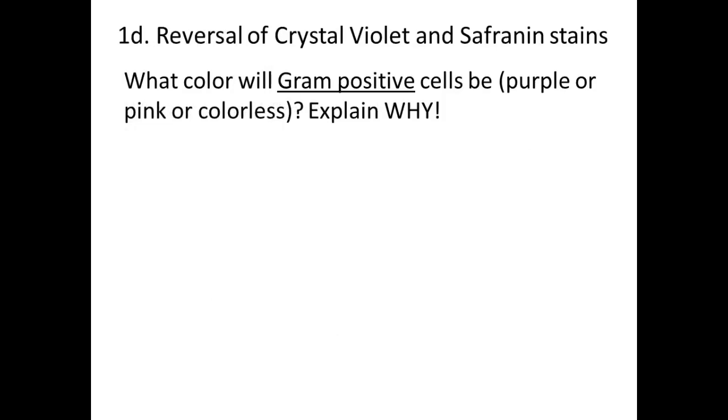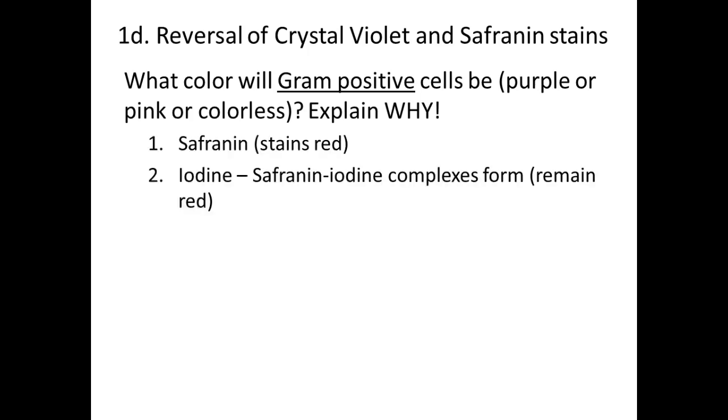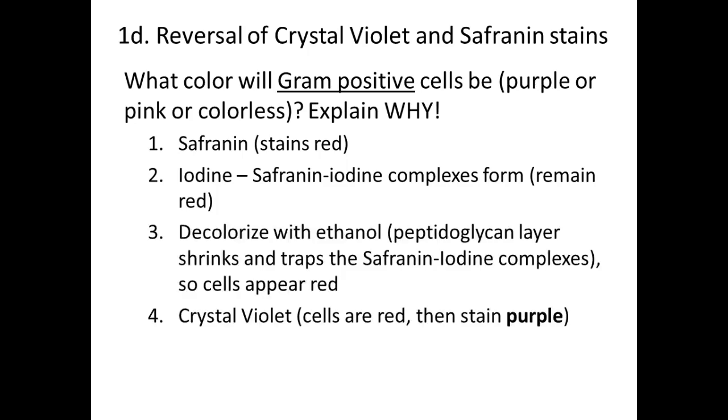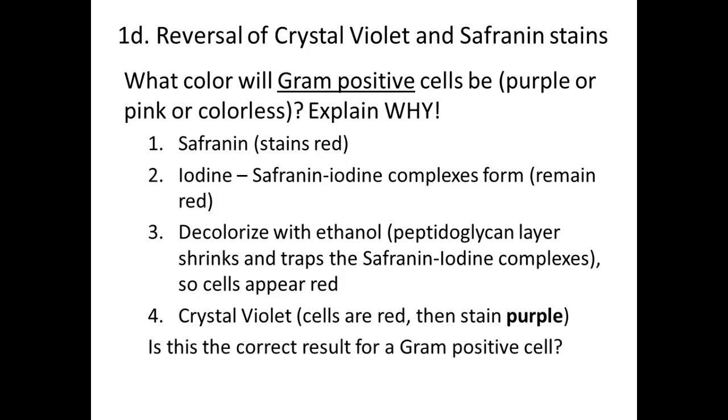This one I've actually done just to see how it would come out. I've reversed it and done the safranin first and the crystal violet after. For gram positives, what's going to happen is they're going to get stained red, and safranin probably complexes with the iodine, and probably makes a larger molecule than previously, which gets trapped in when we decolorize. Then we stain with crystal violet. They're going to be a nice deep purple, like we're used to seeing. So no problem here.